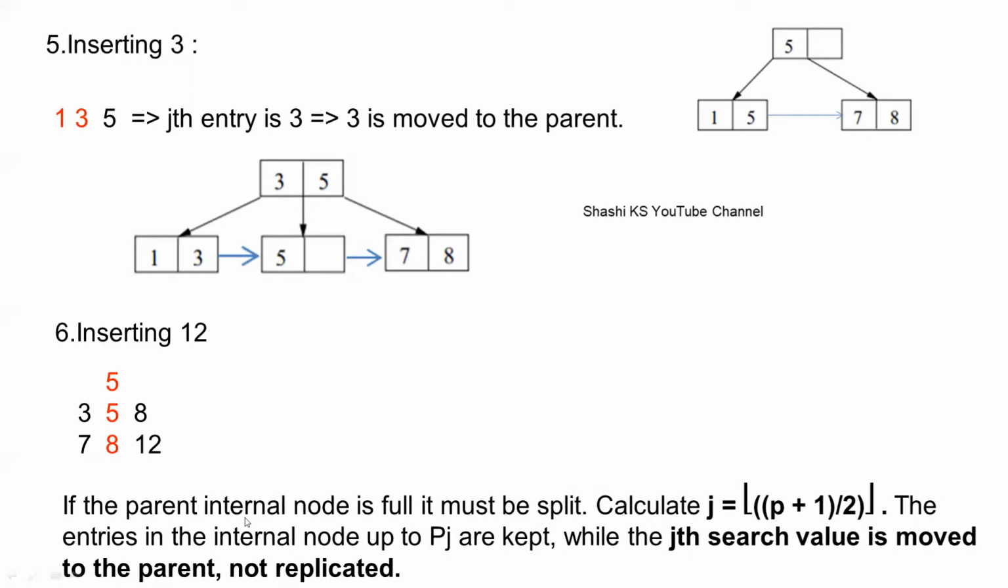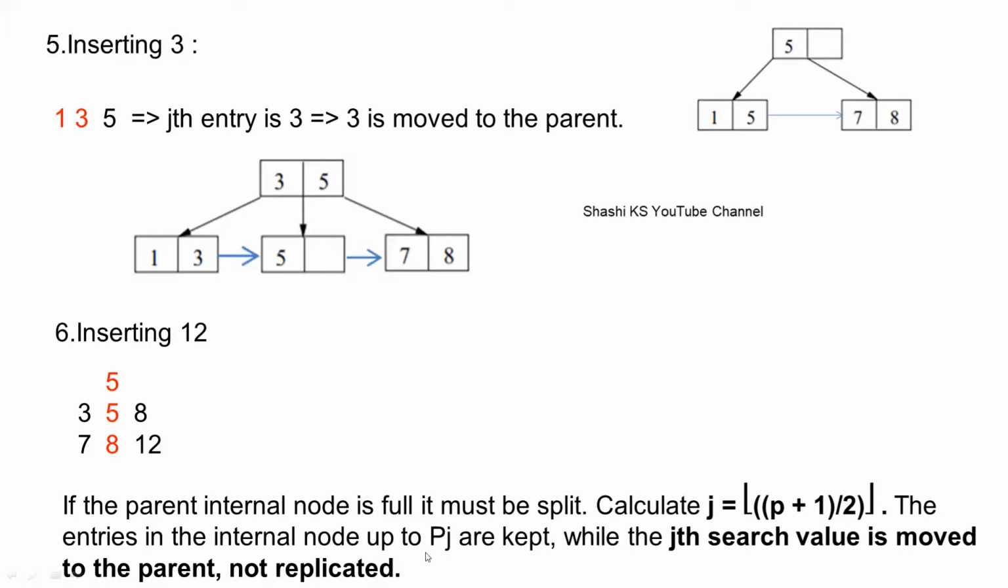So the principle is, if the parent internal node is full, it must be split. You have to calculate the value of j. The value of j is calculated as floor of (p plus 1) divided by 2, where p is the order of your B plus tree. The order of your B plus tree for the given problem is 3. So (3 plus 1) divided by 2, you will be getting 2. So value of j is 2.